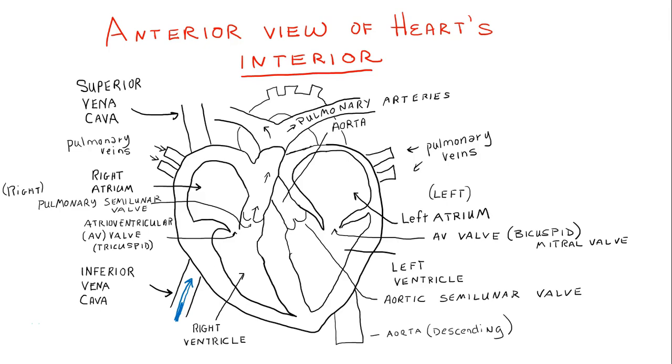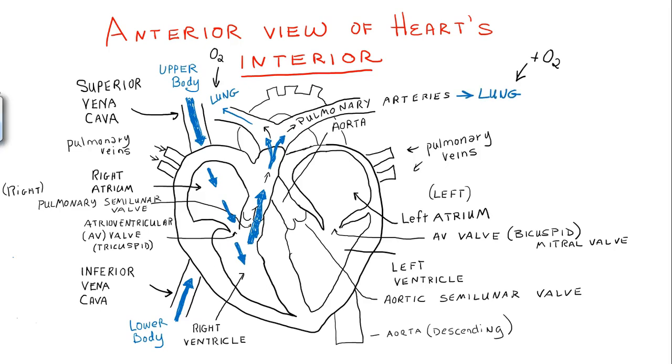Follow the blue arrow. We have the deoxygenated blood coming into the right atrium through the inferior vena cava and also from the superior vena cava from the upper body, going into the right atrium and heading through the AV valve into the right ventricle. This deoxygenated blood from the right ventricle is going to go up through the pulmonary trunk into the pulmonary arteries, where it winds up in the lungs, where it's going to then pick up oxygen.